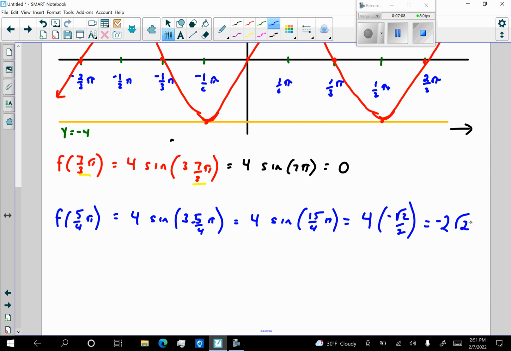Okie dokie. So let's find those other 2 function values that we asked for. The next one was f of negative 2/9 pi, which is going to be 4 times the sine of 3 times negative 2/9 pi.